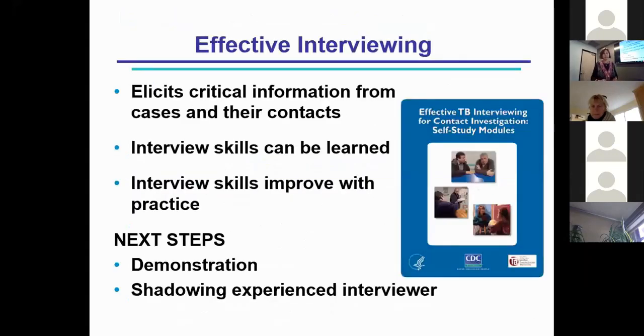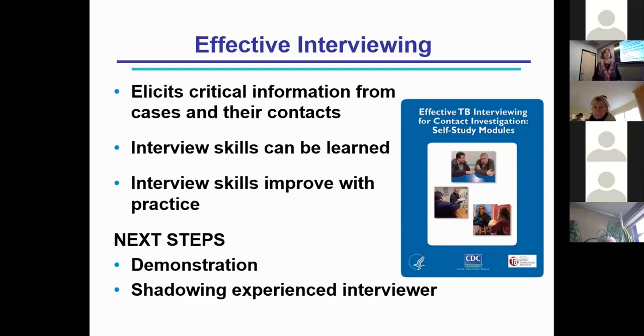Okay, now we get to the interview. So what does the interview do? First, we're getting critical information from cases and their contacts. So we're not having a nice long chat about where they're going to go on their next vacation and what they've been doing. We're really focusing this on the information that we have to get. Another important thing to know is these skills can be learned, and it takes practice to get really good at them. And our communicable disease team has had a lot of practice doing this.